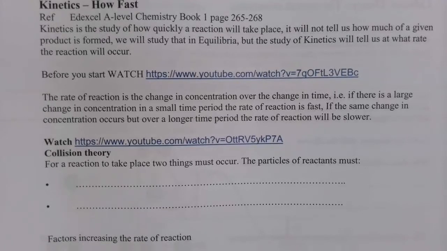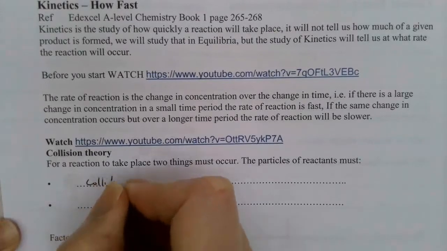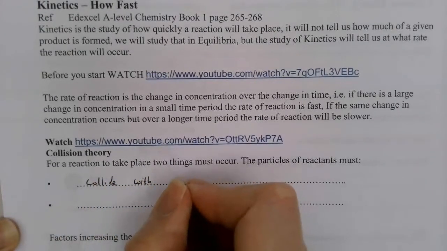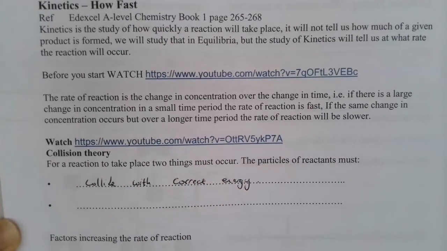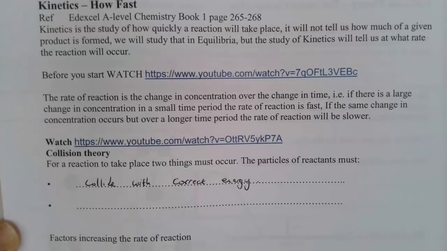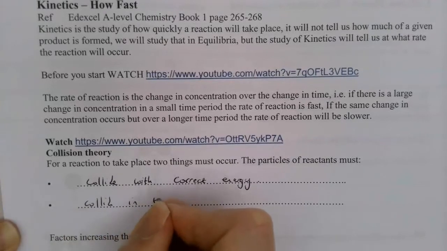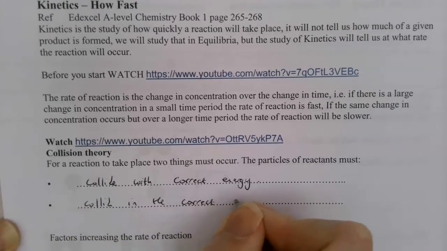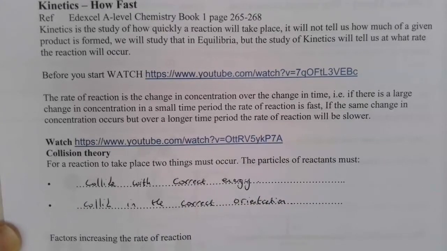Now, for the reaction to take place, two things have to happen. The particles of the reactants must collide. In other words, they've got to bump into each other with the correct energy. In other words, they've got to collide with an energy greater than or equal to the activation energy. But they also need to collide in the correct orientation. So it's no good them colliding with the correct energy if they're not orientated correctly.